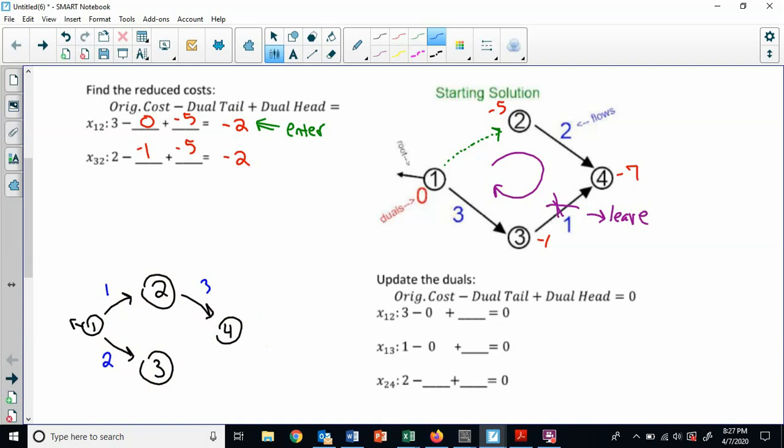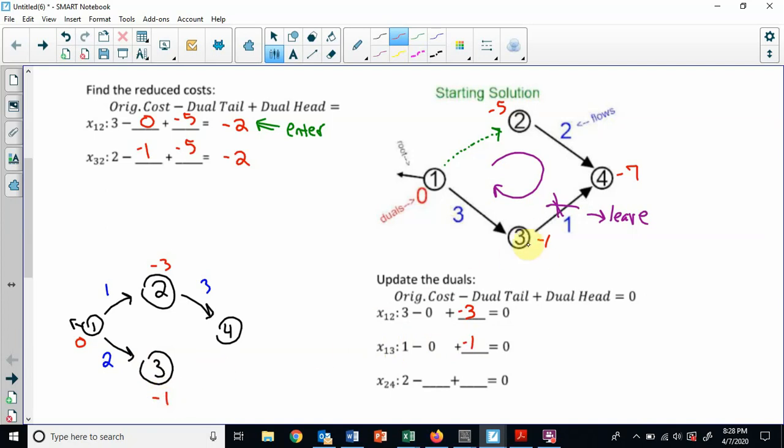That's great. So we need to find the duals. So remember, we're going to let this be 0. And so let's see. 1, 2. So the original cost, which is 3. If you look back up, the original cost on that's 3, minus the dual head, which is 0, plus the dual tail. To make it equal 0, that would need to be a -3, right? So the dual here is -3. Let's do x1, 3, this arc. The original cost was 1 minus 0. This is going to need to be plus -1. So that dual value actually didn't change.